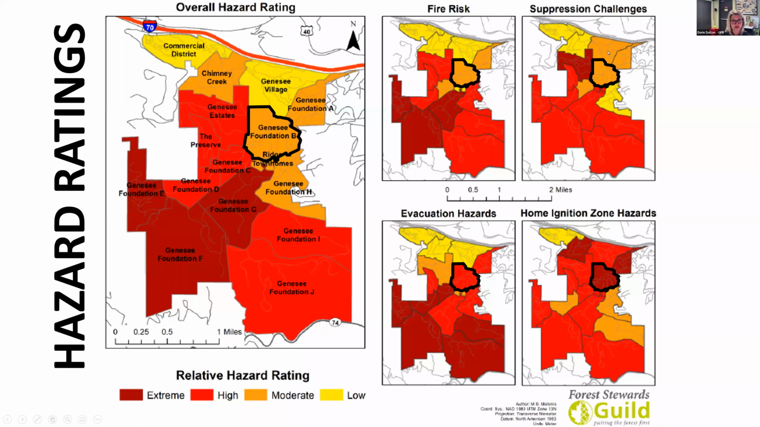Then we talk about suppression challenges. And again, you're outlined in this dark black. And these suppression challenges are based on the fire behavior, the weather, the topography, the fuel, and the location. What are the challenges that emergency personnel could have getting equipment to the area?